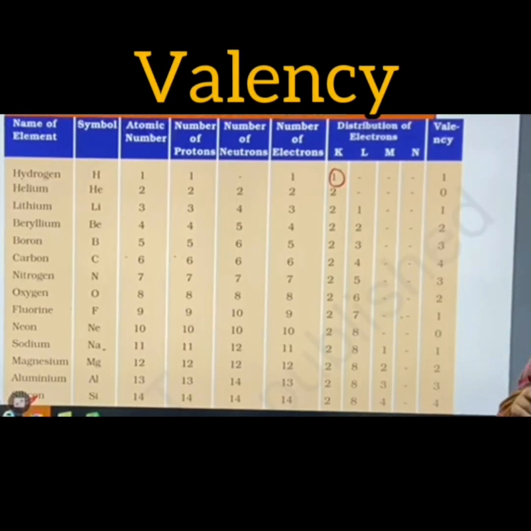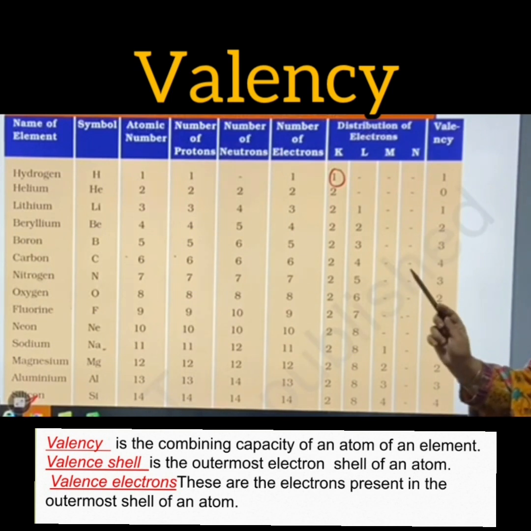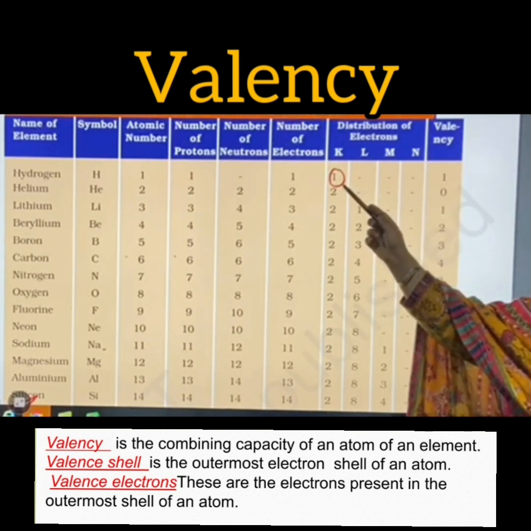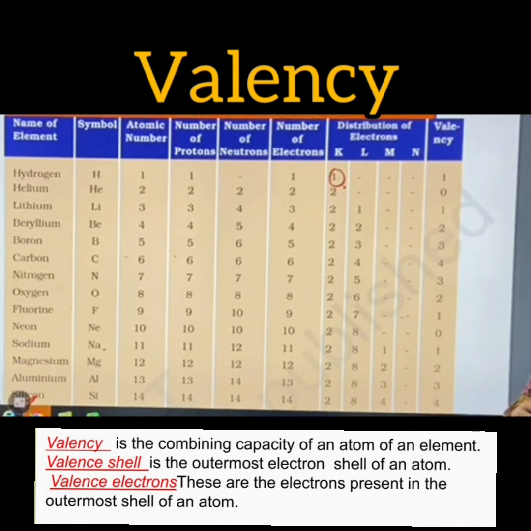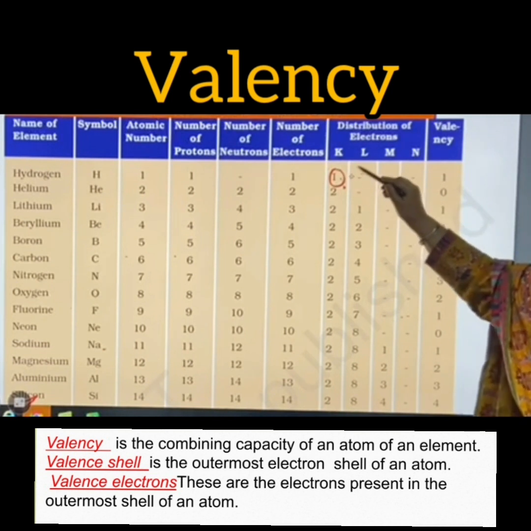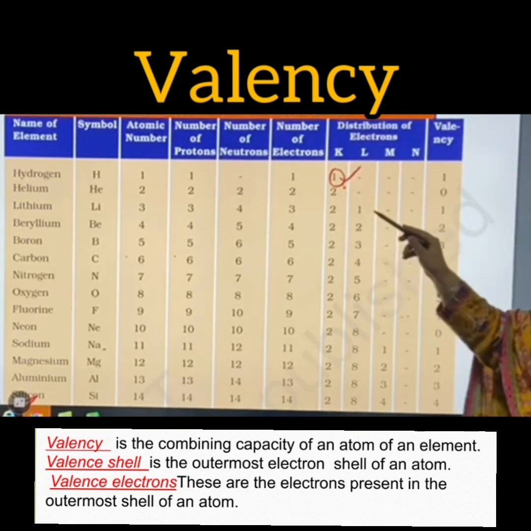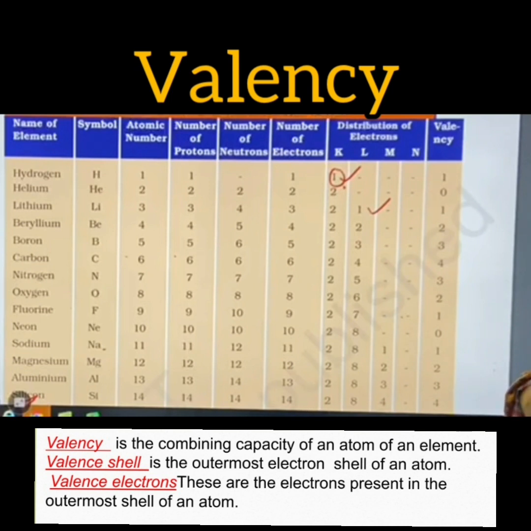Now we are going to discuss valency and valence electrons. In hydrogen, the atomic number is 1 and the K shell has 1 electron. So valence electrons mean the number of electrons present in the outermost shell. Hydrogen has 1 valence electron. Lithium also has 1 valence electron. Boron has 3 valence electrons. Nitrogen has 5 valence electrons. Neon has 8 valence electrons. Whereas magnesium has 2 valence electrons.